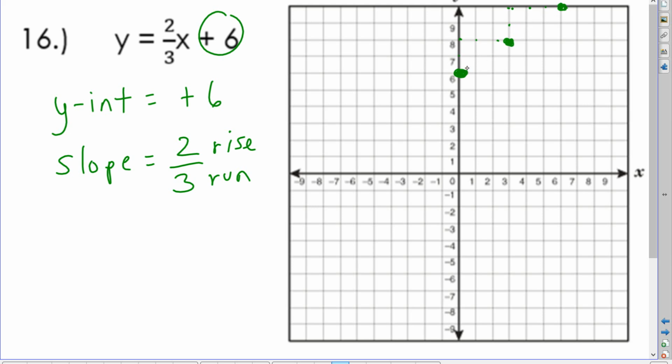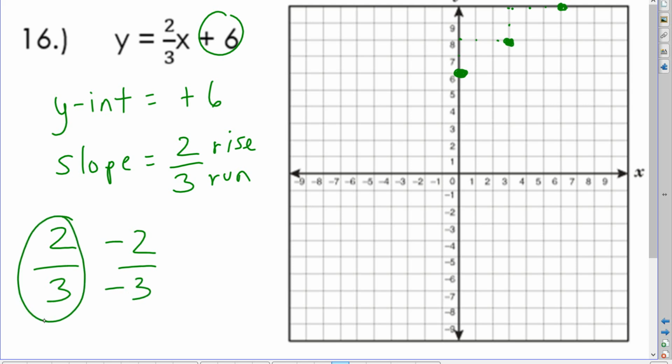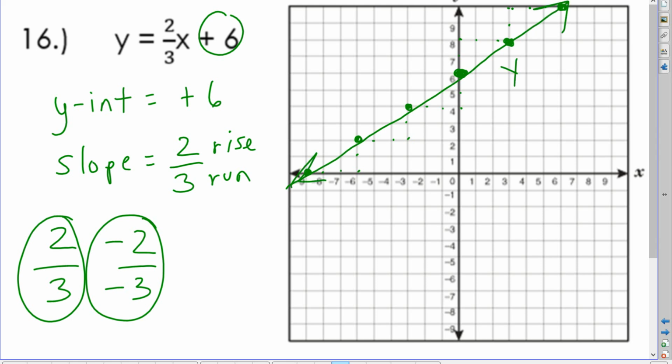If I'd like to make the line longer and I don't have a ruler for accuracy, I could take this number and reverse both of the signs. These two numbers are still the same. Positive 2/3 and two negatives make positive. So negative 2 over negative 3 would be on the same line. So instead of going up and right, I can go down and left. Negative 2, negative 3. Negative 2, negative 3. I connect my points with a ruler, I draw arrows on both ends, and I label my line.